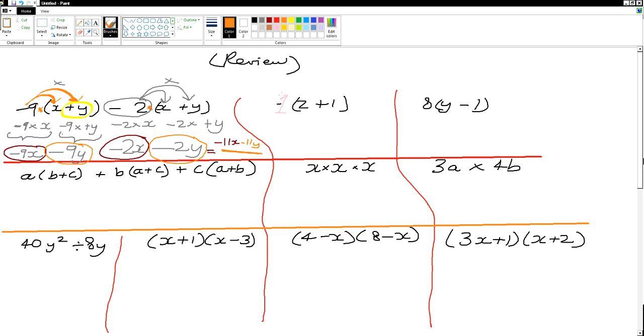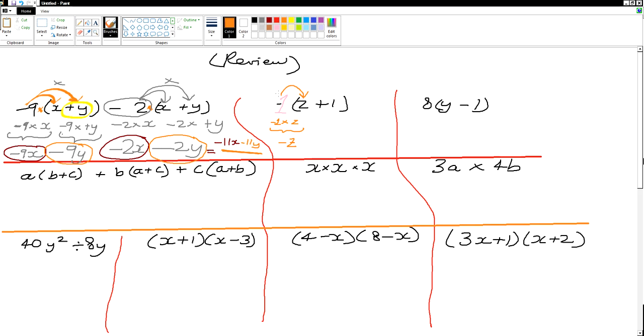Okay, Mr. Ali, we have -1 times z. Now let's write that down. -1 times z will give us -1z. Or we could just make it more simple and just say minus z. You don't need to write down -1z.